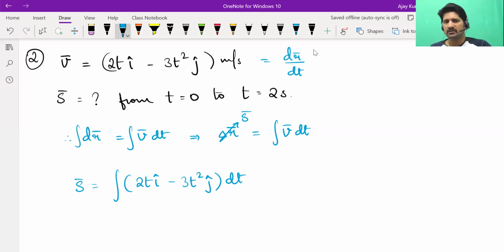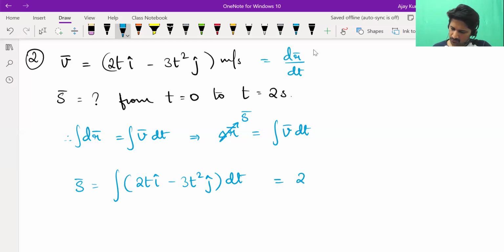i cap is a unit vector in the positive x direction. Its magnitude is 1. Its direction is always positive x. So it's fixed. j cap is a unit vector in the positive y direction. Its magnitude is 1. Its direction is always positive y. That is also fixed. So just like 2 and 3, i cap and j cap are also constants. You can put them outside the integral.